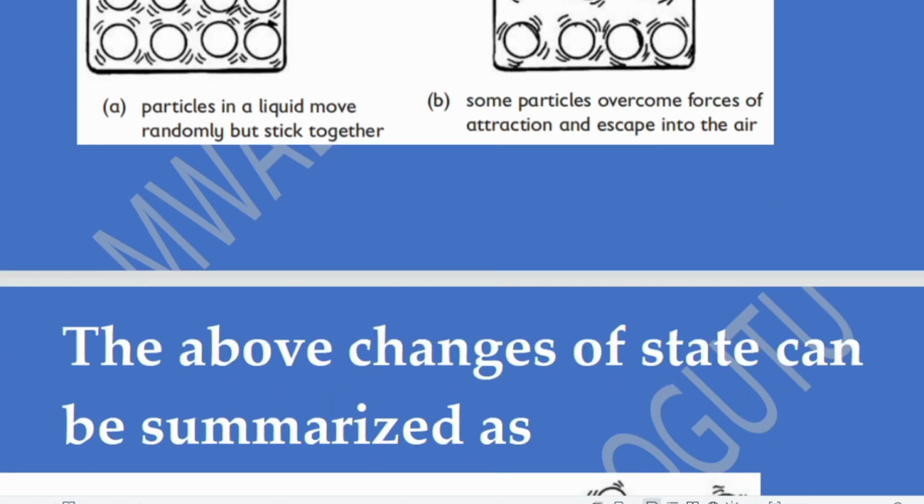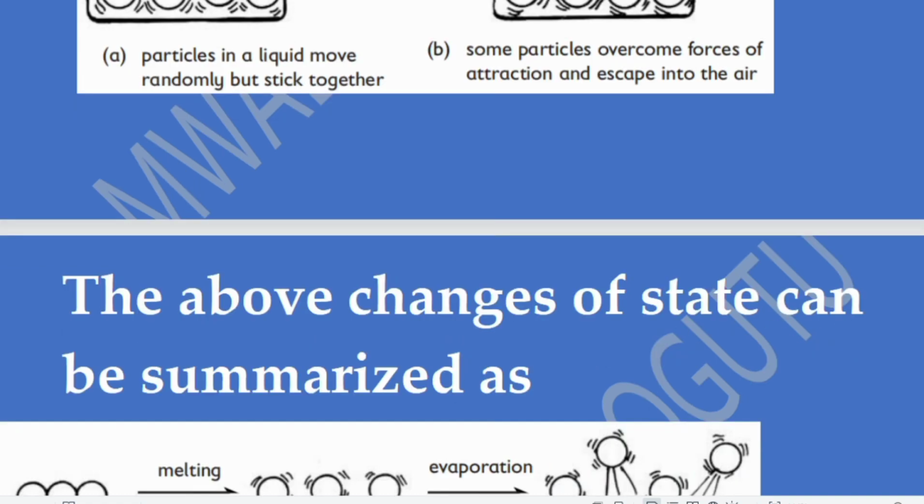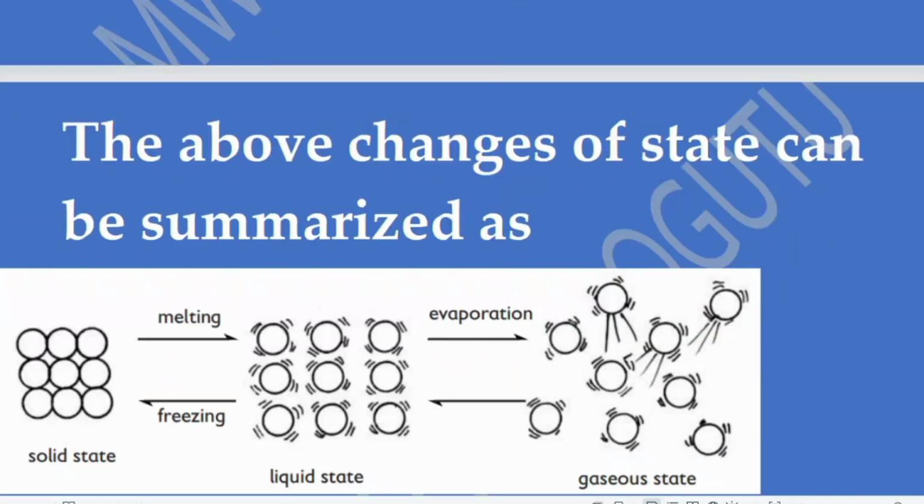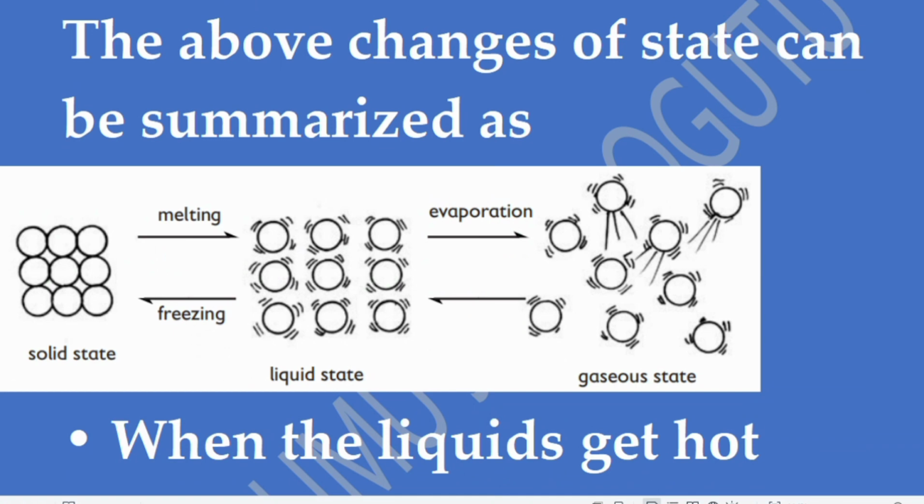So the above changes of state can be summarized. We are summarizing the entire change of state. This is the liquid state. You can see that the particles are held together. The distance from one to another is not that big as compared to that of the gas state. In the liquid state, the particles are somewhat far from each other, but they have a force of attraction between them.